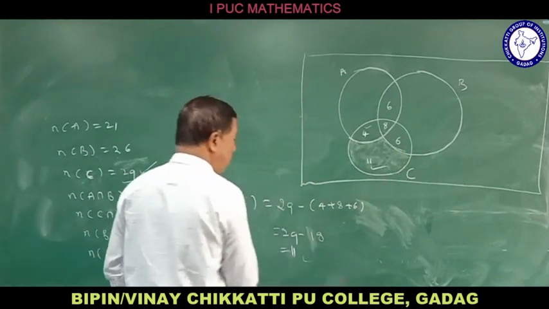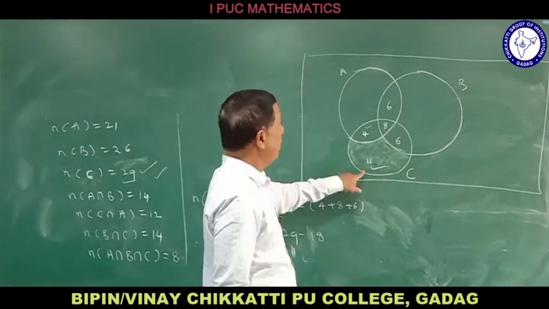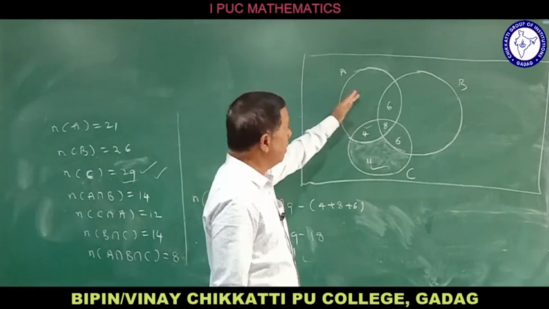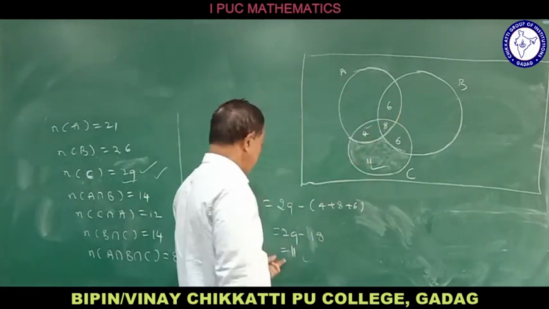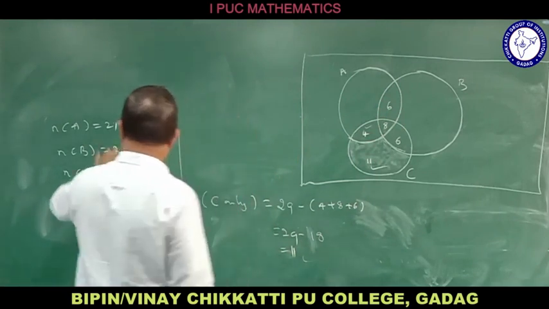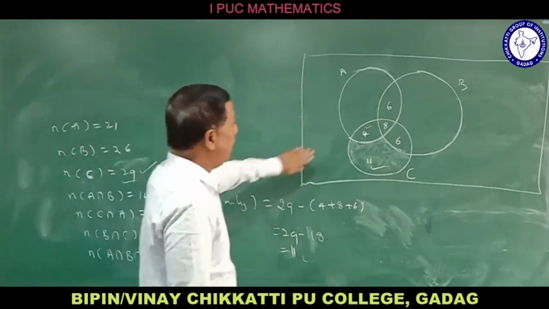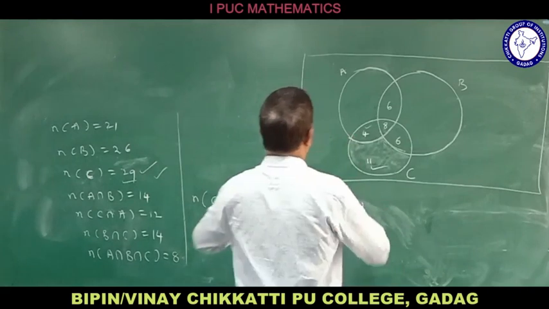And this is only those who like C only. Like that we can calculate A only, we can calculate B only. The question is to calculate C only, so we have written that. So this is the right answer. So this is the information, and with the hand you can write the diagram.